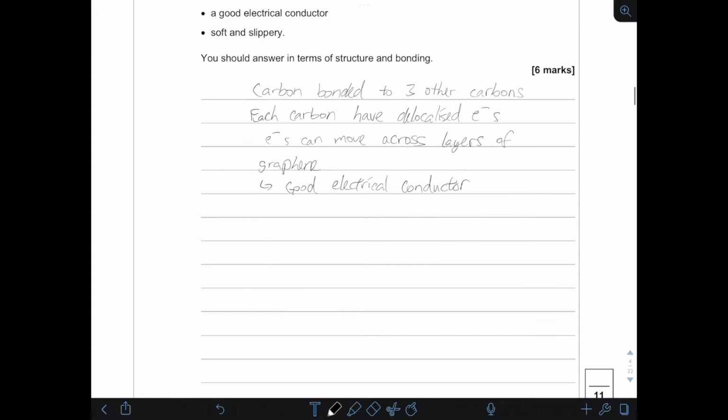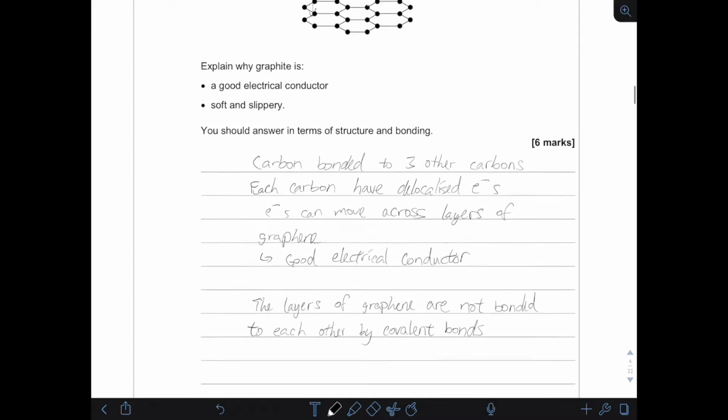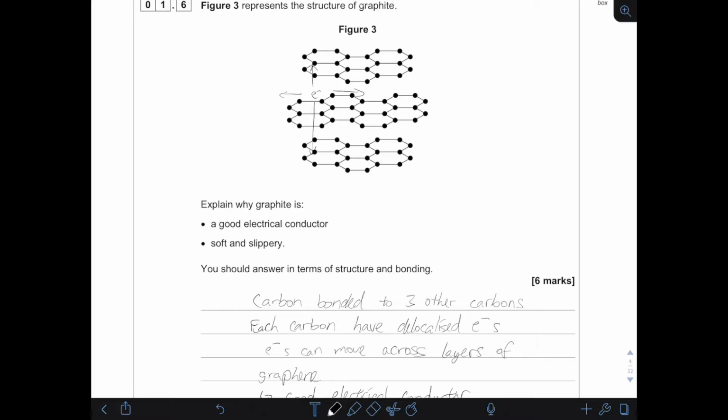So the layers of graphene are not bonded to each other by covalent bonds. So you can see here up on the diagram, you can see all the covalent bonds are in hexagons, as we would expect in, say, benzene or something.